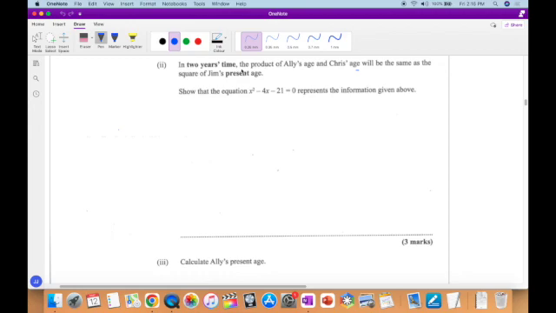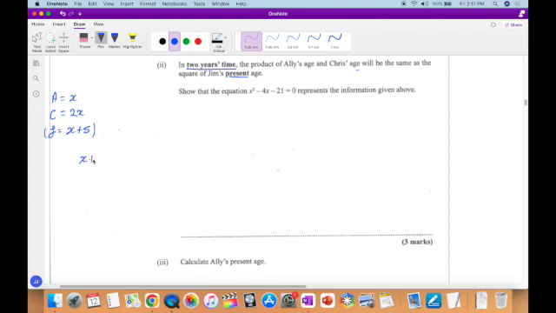Okay, so in 2 years' time, the product of Ali's age. Presently, Ali's age is X years, Chris's age is 2X years, and Jim's age is X plus 5 years. That's presently, right? Notice how they have in 2 years in bold over there. The product of Ali's age and Chris's age will be the same as the square of Jim's present age. That is interesting. So we're talking about Jim's present age there.